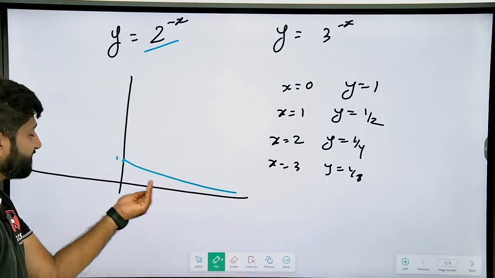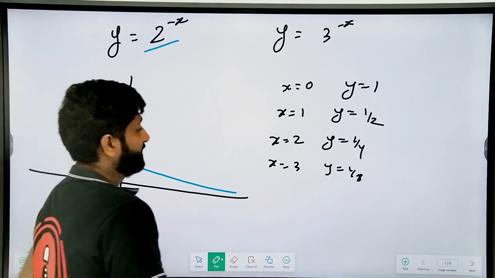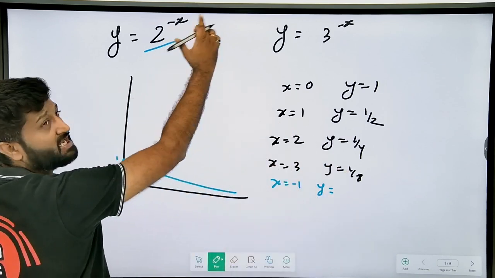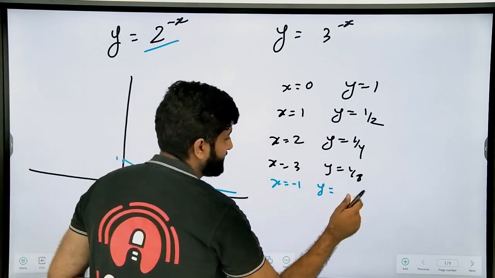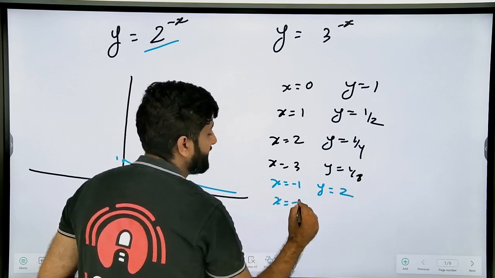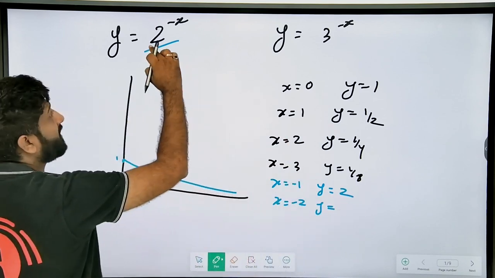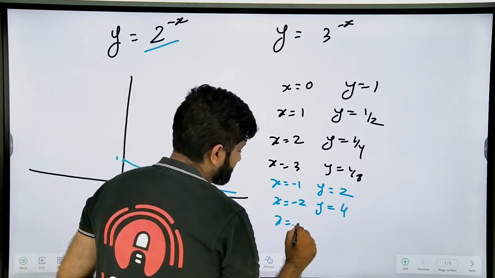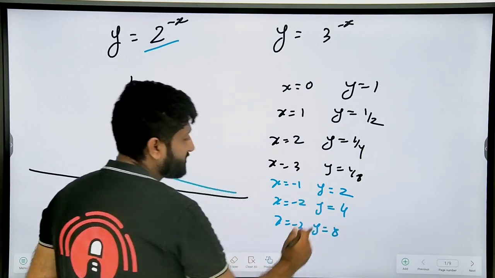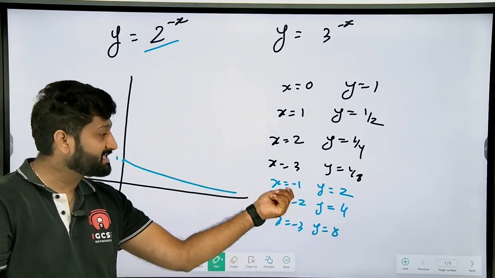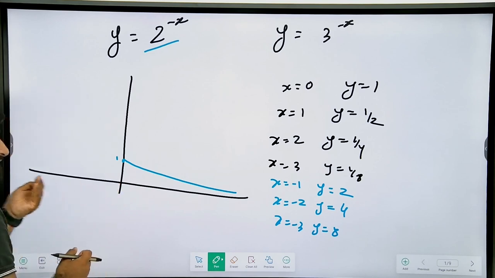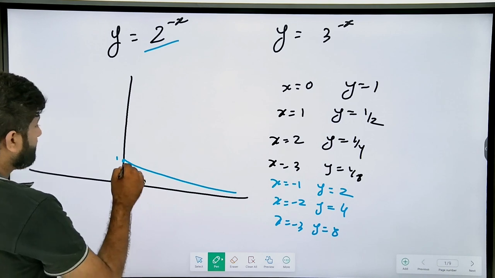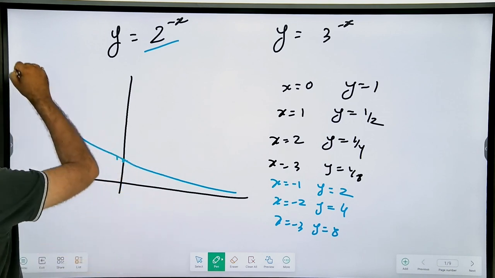And what will happen if I place a negative value of x? When x is negative 1, y will be 2 power minus of minus 1, that is plus 1, so y is going to be 2. When x is negative 2, y is going to be 2 power minus of minus 2, that is plus 2, so 4. When x is minus 3, y is going to be 8, and so on. So as you are increasing the value in the negative direction of x, the values of y are also increasing. So the graph is going to look somewhat like this.